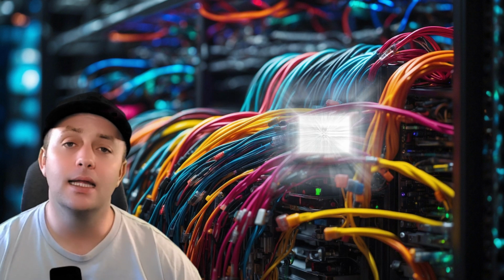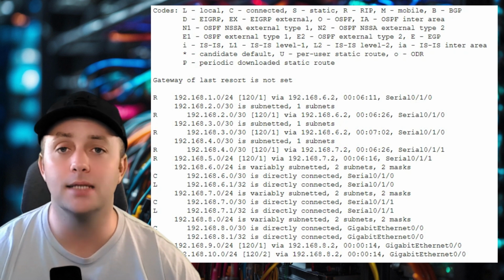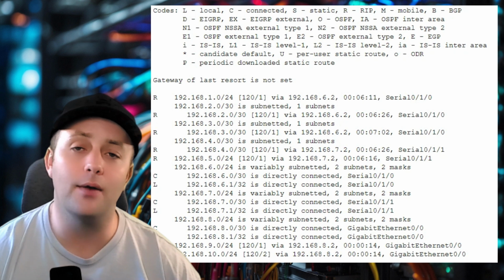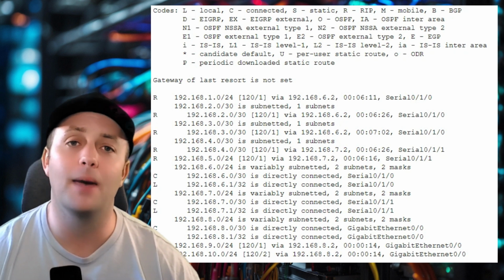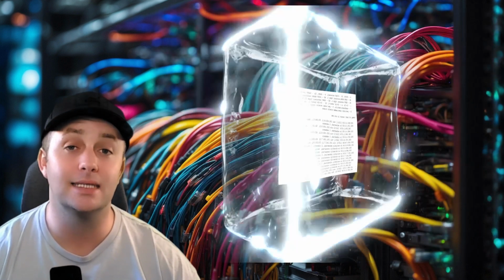But how do routers decide which route to take? This is where routing tables come into play. Every router has a routing table, which is like a map of the network. The routing table stores information about different routes that help the router decide the best way to send the packet. It includes details like the destination network, the next hop, which is the next router along the path, and the cost or distance of the route.